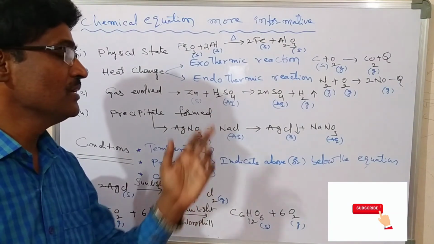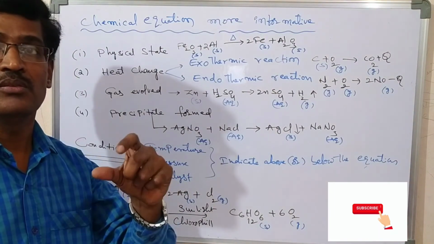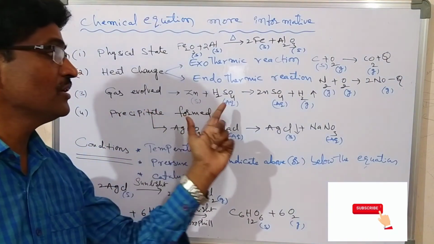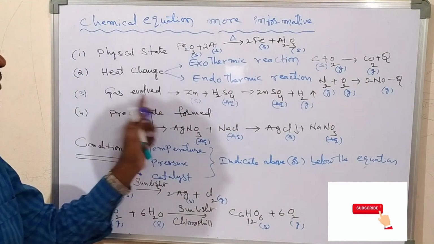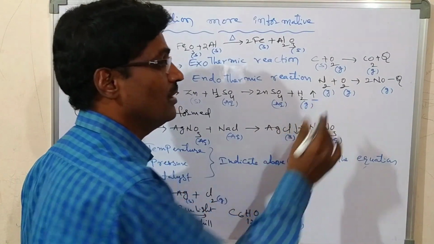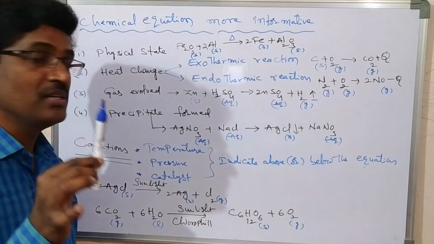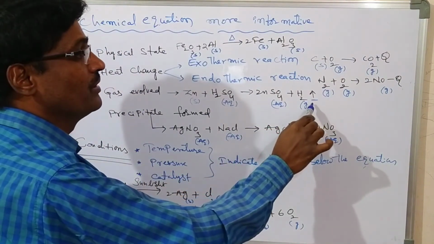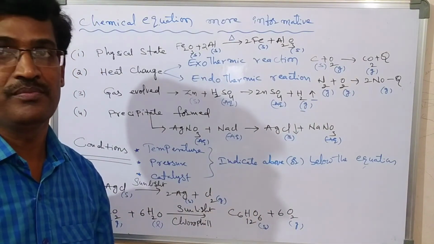Now aqueous means sulfuric acid in which we have put some water. Water containing sulfuric acid, that you represent with aqueous. Now in this, gas is evolved. Where gases are evolved, we represent with an upward arrow symbol. Where the upward arrow is present, simply you say that in the reaction gas is evolved.